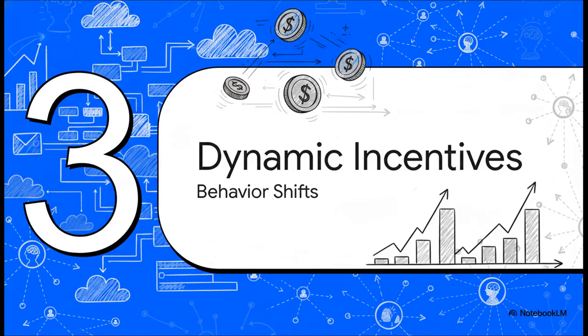Section 3. Dynamic incentives and behavior shifts. All right, now that we have the infrastructure to actually prove where data comes from, what happens next? The economics of the whole AI ecosystem begin to shift.